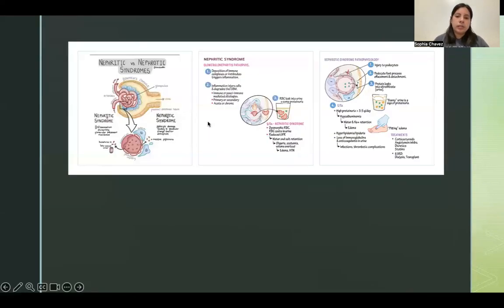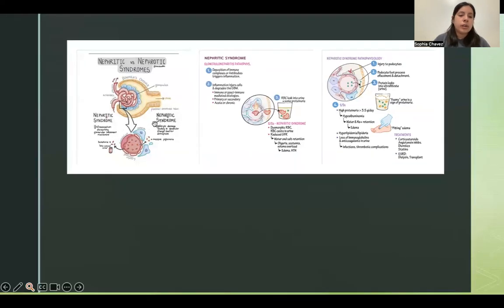So again, this is just a diagram of what is happening. The key differences here are that in nephritic, there's inflammation disrupting the glomerular basement membrane, and in nephrotic syndrome, there are changes to the glomerular region. And yeah.